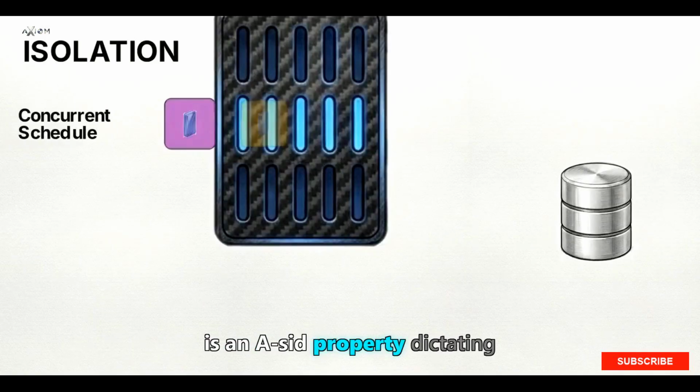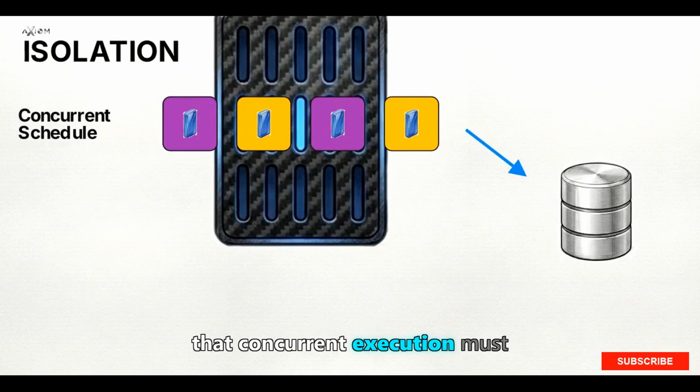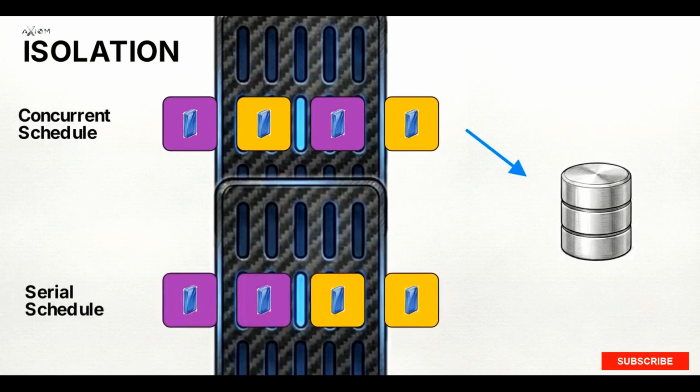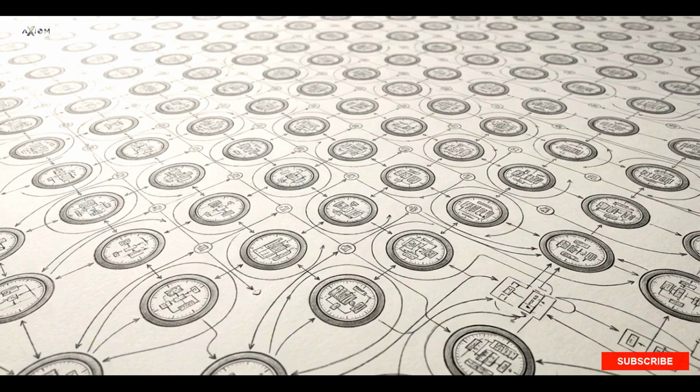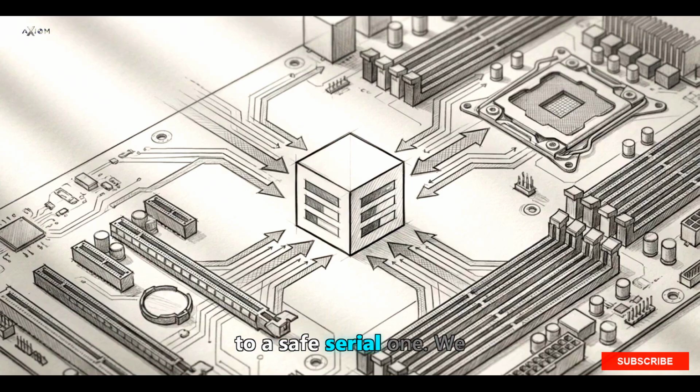Isolation is an ACID property dictating that concurrent execution must yield the exact same database state as a strictly serial execution. ACID stands for atomicity, consistency, isolation, and durability. The four key guarantees of a reliable database transaction. To scale databases safely, we must find a mathematical method to prove that a fast interleaved schedule is logically equivalent to a safe serial one.